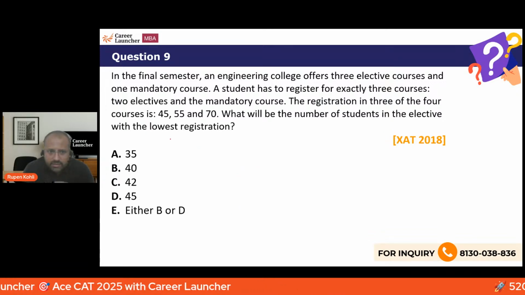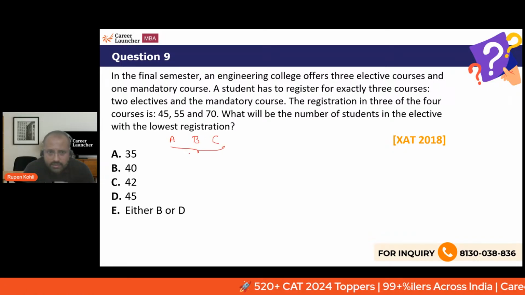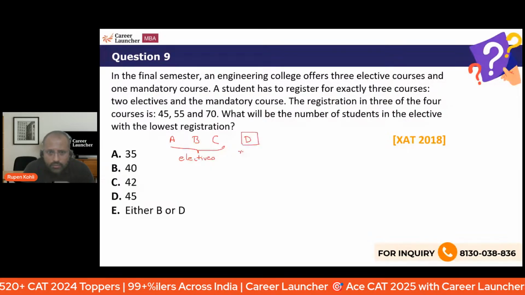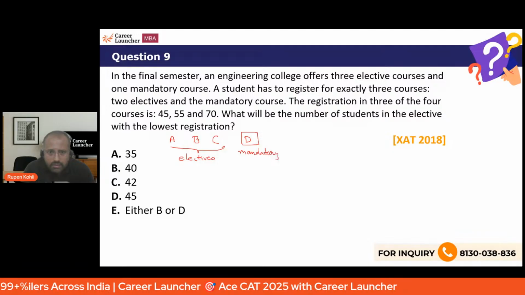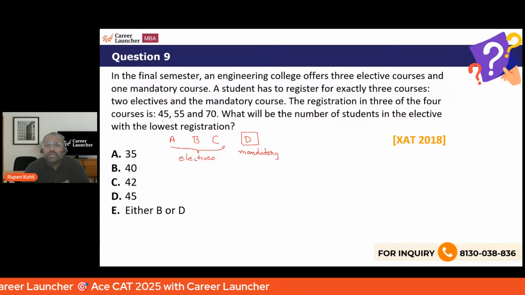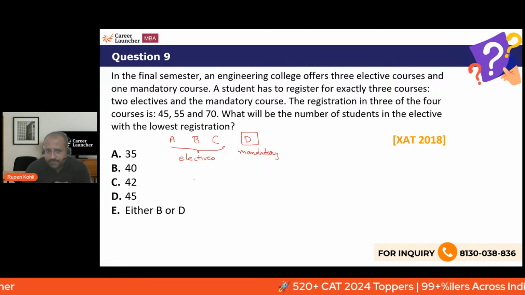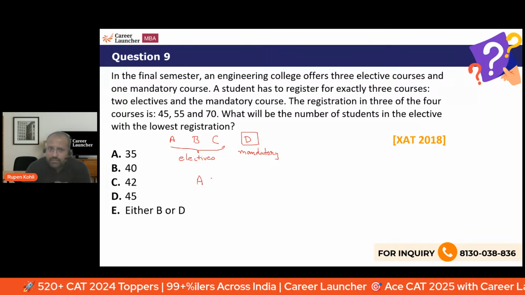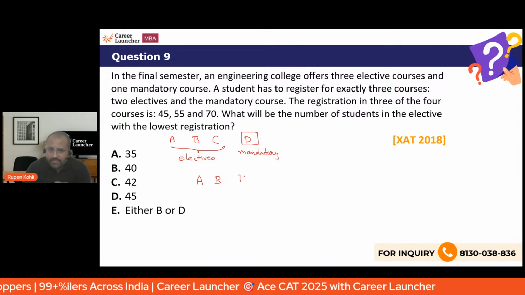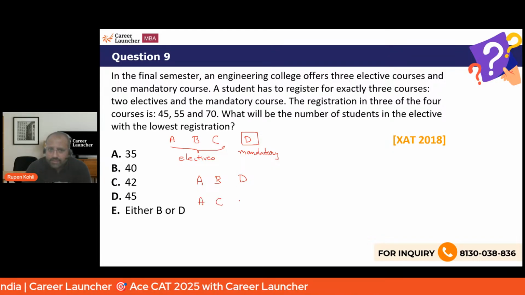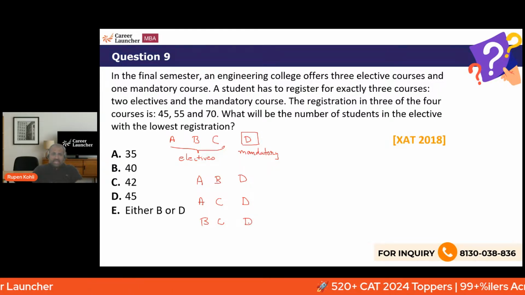Let's just name the 3 electives as A, B, and C. Let's say these are the 3 electives. And let's say D is the mandatory course which will be taken by all. Now focus on these numbers and what do they denote? You see that there are combinations of electives which can be taken, right? We have to take 2 electives and 1 mandatory. So everybody has to take D. But electives can either be taken as A and B and then D, or A and C with D, or B and C with D. So there are 3 combinations of these electives.